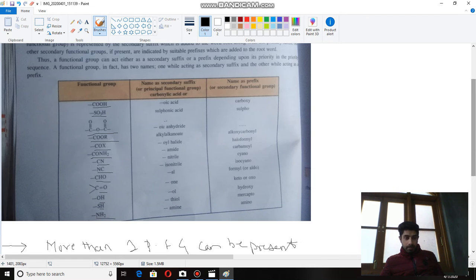See, what do I mean by that? When this aldehyde is present as principal functional group, its secondary suffix will be al. But in our example, this aldehyde is not present as principal functional group, it is present as secondary functional group, so its name will be formyl.